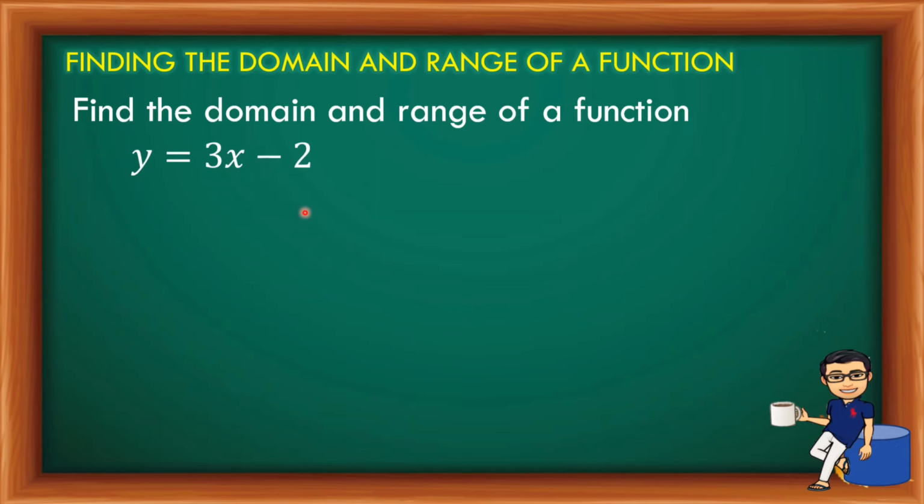So kung pwede ang kahit alin sa negative, sa 0 at sa positive integers, ibig sabihin noon lahat ng real number. So in symbol, the domain or x such that x is the element of real numbers. Ganun kasimple kapag walang restriction ang function o equation na given. On the other hand, paano naman natin kukunin ang range?